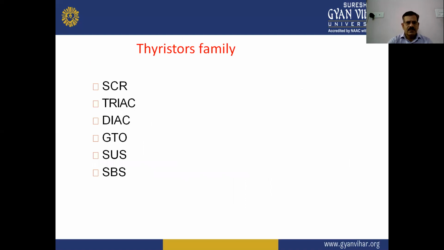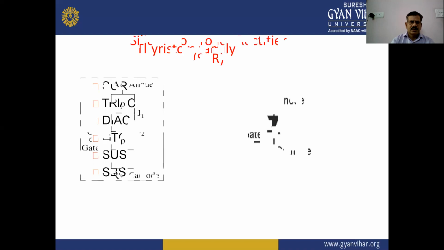So there are different semiconductor devices which are in the thyristor family. One is SCR, second is TRIAC, third is DIAC, and next one is GTO, and SUS and also SBS. So these devices are the family of thyristors.